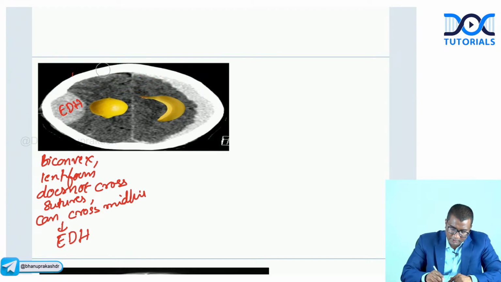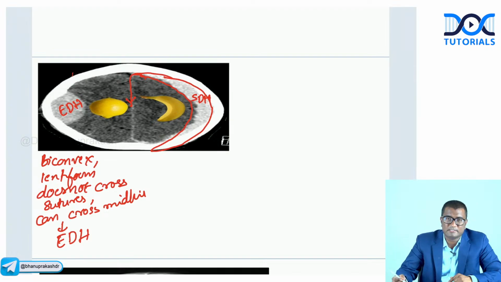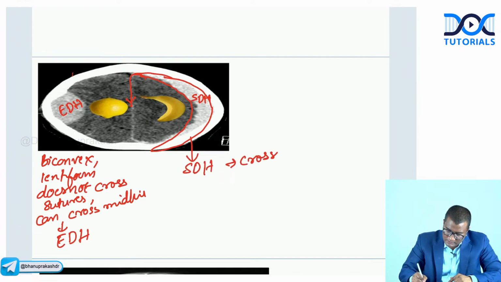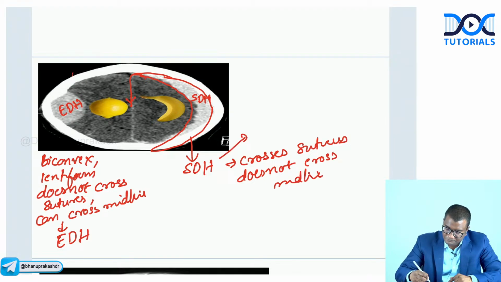Whereas a subdural hematoma will be crescentic, concavo-convex. It can cross sutures, but here the fold of dura becomes falx cerebri, so it cannot cross the midline. So this subdural hematoma crosses sutures, right? It does not cross midline. And remember, subdural hematoma is crescentic, concavo-convex.